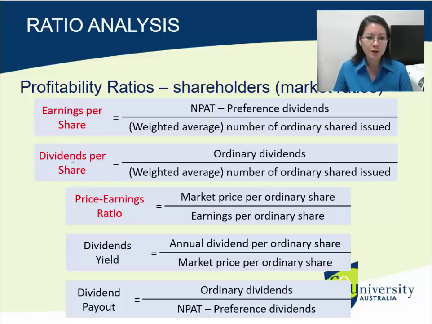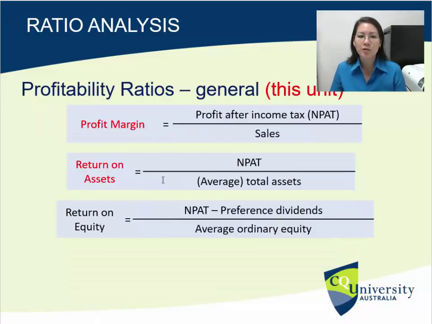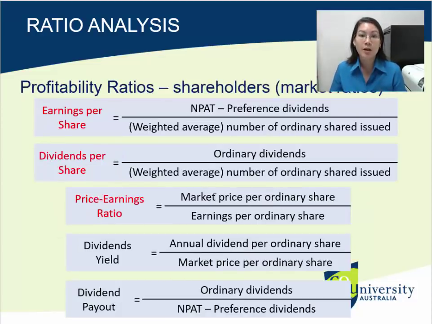We only look at the first three for this unit, or we only calculate the first three for your firms in this unit. So that's profitability ratios. On the previous slide we went through the general profitability ratios, we look at these two in this unit, and for the shareholder and market profitability ratios, we only look at the first three in this unit.